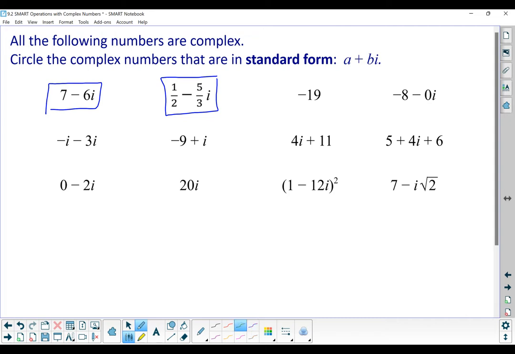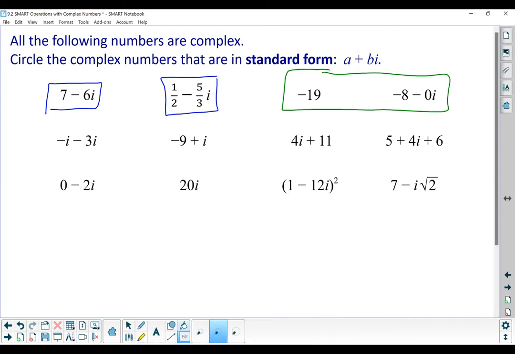Okay, so let's look at these two that come next. Part of being in standard form is that it should be written in simplest form. So these two numbers are both real numbers that have a 0 imaginary part. If you have 0 imaginary part, you don't want to actually write the 0i. Kind of like if we have a polynomial x squared plus 0x plus 7, we don't really want to write that middle term with the 0. It's not considered simplest form if it has that.